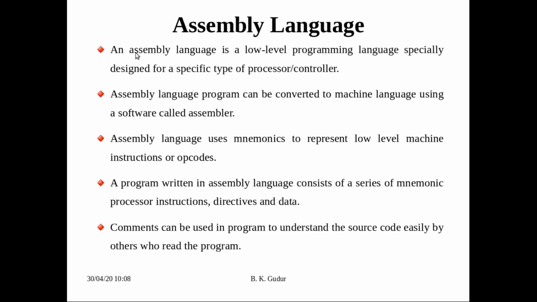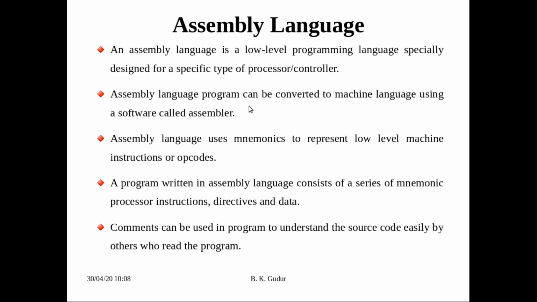What is an assembly language? An assembly language is a low-level programming language specially designed for a specific type of processor or controller. Means assembly level language will be there even for a microprocessor and even for a microcontroller. It is a specifically designed low level programming language.